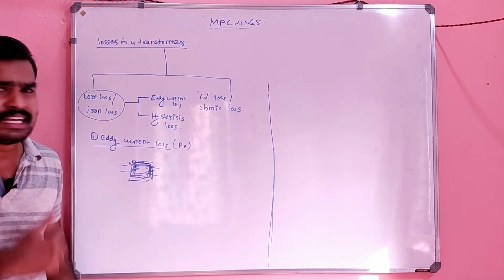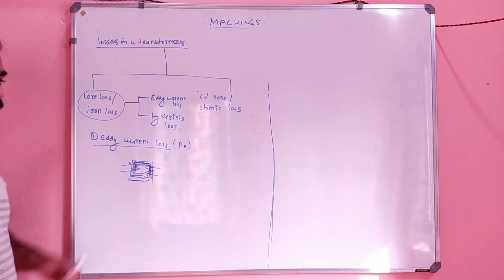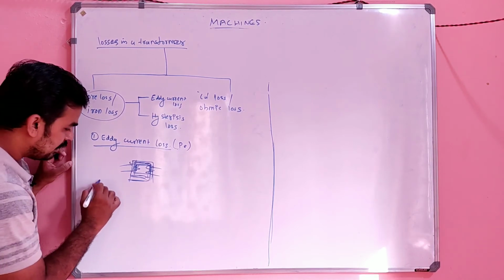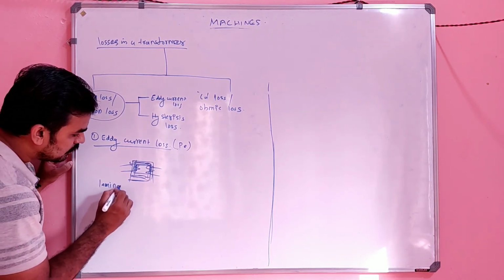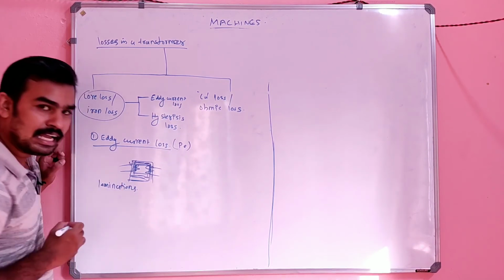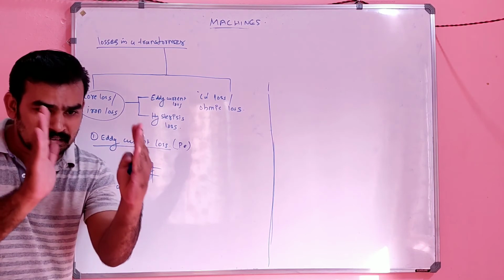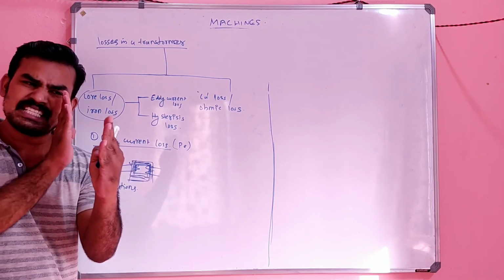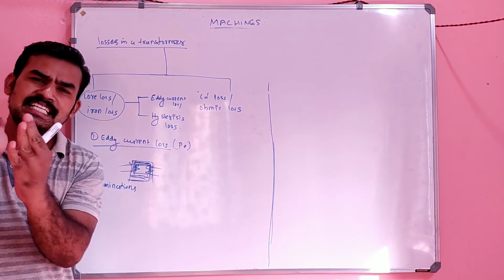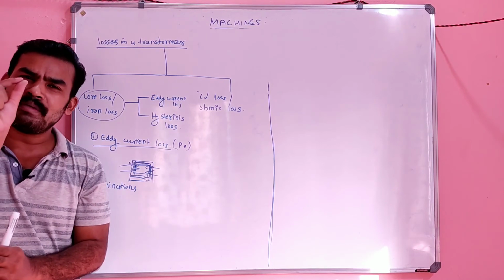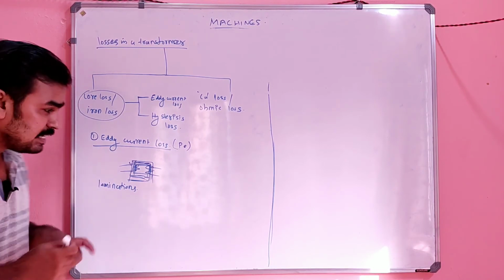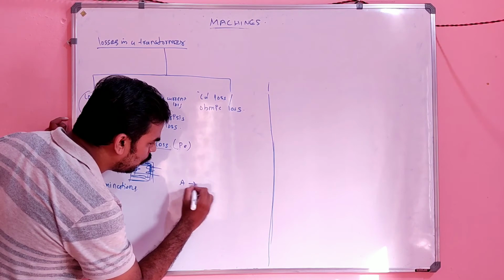So how can we reduce the eddy current loss? To reduce this eddy current loss, we use laminations. Lamination is nothing but, instead of making a thick core, we slice the core into many thin sheets. That means its area will be very low.